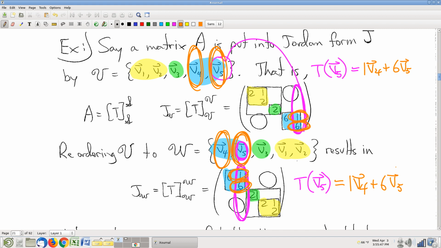Now, that's just one of the 5 columns. Exercise I want to leave for y'all: finish the rest of these. In other words, write down all the 5 equations, all the 5 images that are being told to you by that top matrix. Write out what those 5 equations are, T of V1 through T of V5. Then come down here to this matrix, write down all 5 of the equations that you get from this matrix. Again, everything being in terms of the W basis.